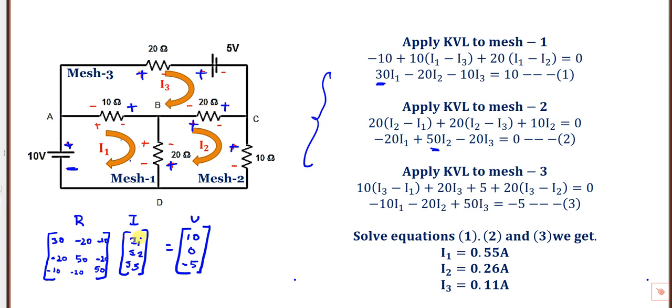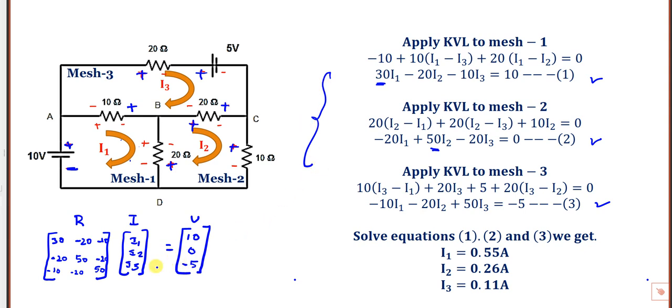So 30 I1 minus 20 I2 minus 10 I3 is equal to 10. The second equation, how to write? Multiply this: minus 20 I1 plus 50 I2 minus 20 I3 is equal to 0. Third equation: minus 10 I1 minus 20 I2 plus 50 I3 is equal to minus 5. So from the inspection method, you write the matrix, then you do the reverse and write three equations, because in the scheme of evaluation there are marks for writing KVL also.